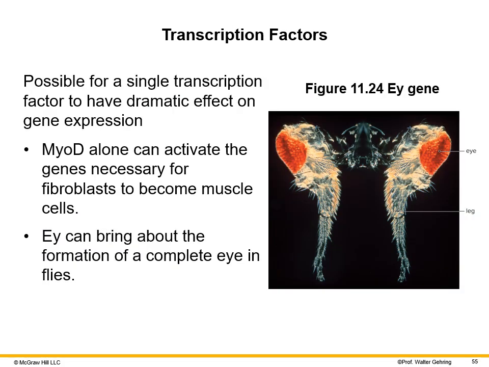It is possible for a single transcription factor to have dramatic effects on gene expression. MyoD alone can activate the genes necessary for fibroblasts to become muscle cells. So MyoD is a transcription factor which can convert fibroblast cells to differentiate into muscle cells. EY transcription factors can bring about the formation of a complete eye in flies. So transcription factors can have huge effects with development.